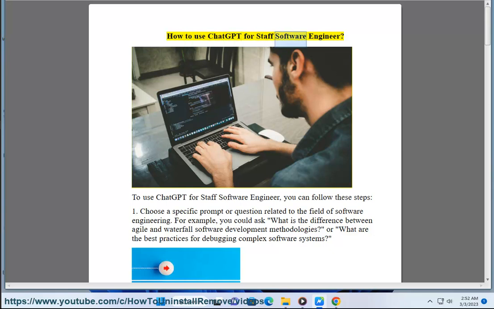How to use ChatGPT for staff software engineer. To use ChatGPT for staff software engineer, you can follow these steps. 1. Choose a specific prompt or question related to the field of software engineering. For example, you could ask what is the difference between agile and waterfall software development methodologies, or what are the best practices for debugging complex software systems.